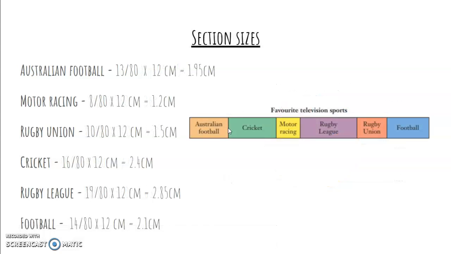So now we are going to be doing divided bar graph, and we are going to find the section sizes of the bar graph. So Australian football is 13 over 80 times 12 cm equals 1.95 centimeters. And yes, you get the point. So it goes on like that. But you have to multiply it by 12 centimeters, depending on how long you want the graph to be.